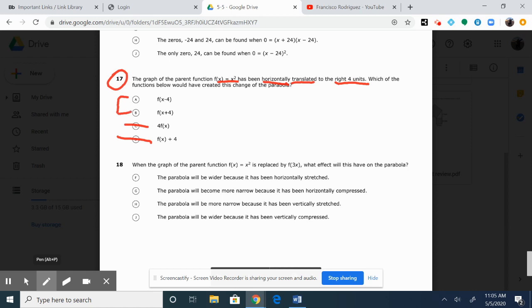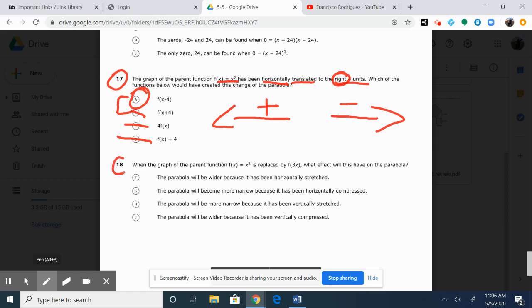And a lot of us picked B, but that was a trick because if you remember, the number inside the parentheses is going to be the opposite. So if we're moving to the left, the number is positive, and if we're moving to the right, the number has to be negative. Since we're moving to the right 4 units, that means that the number has to be negative, so the answer is actually A.